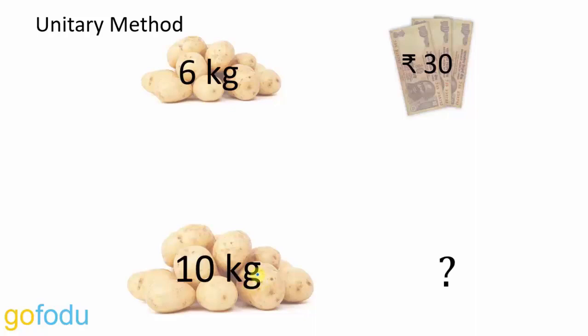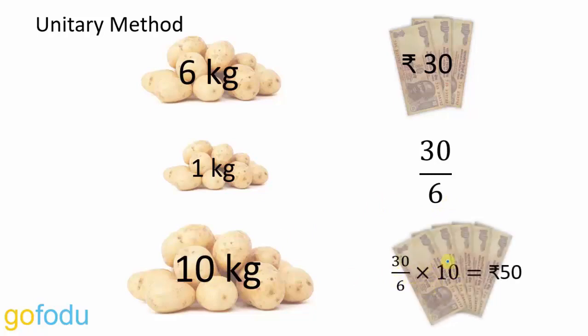For this we calculate the value of 1 unit. So 6 kg potato costs rupees 30. So 1 kg will cost 30 upon 6, right? That means 10 kg will cost 30 upon 6, that is the price of 1 kg into 10. This will give us 50 rupees. This is what the unitary method is all about.